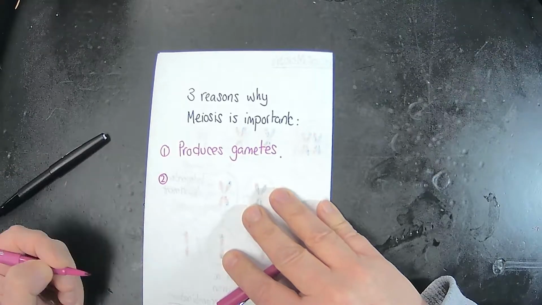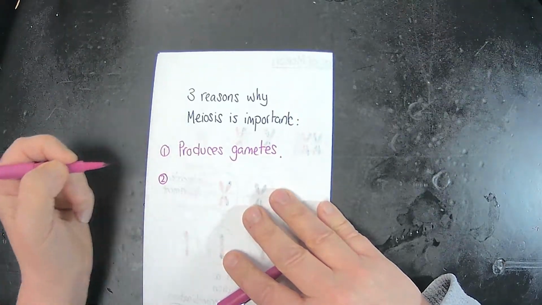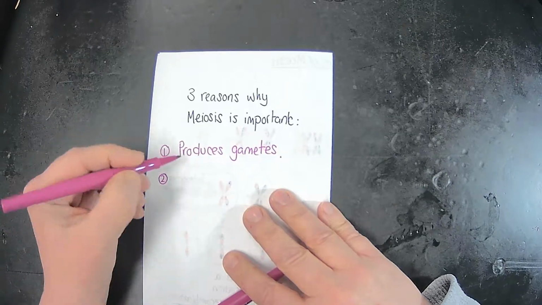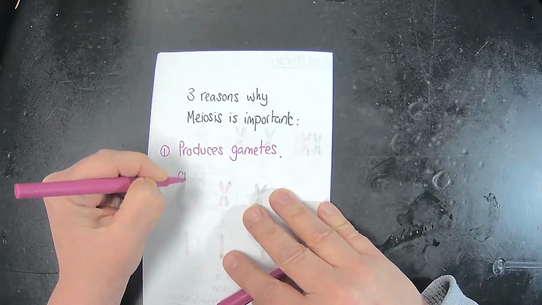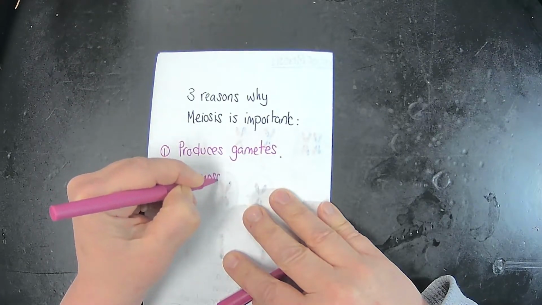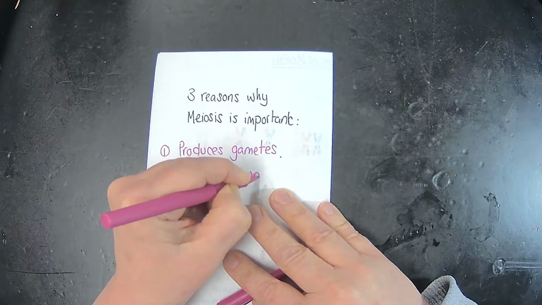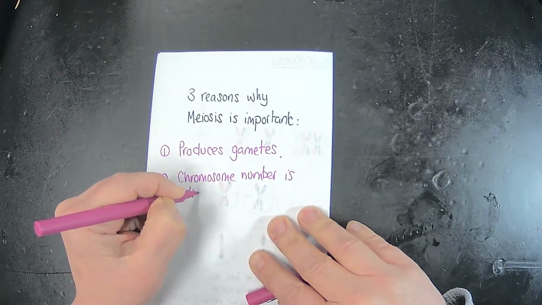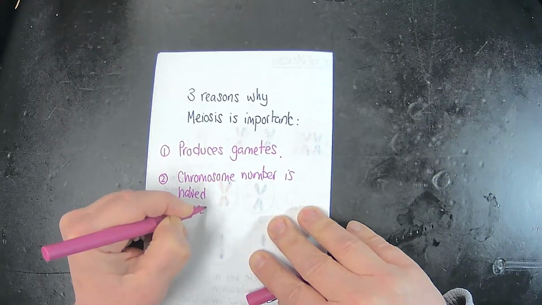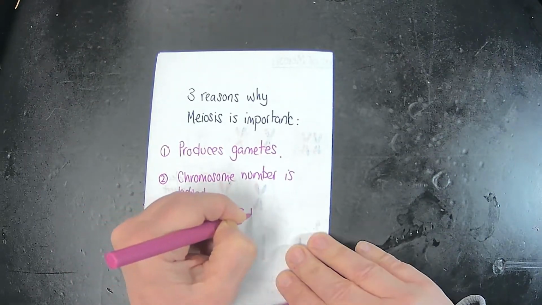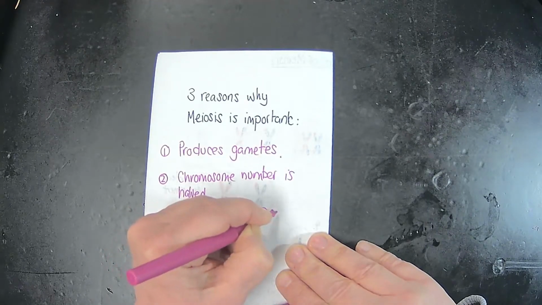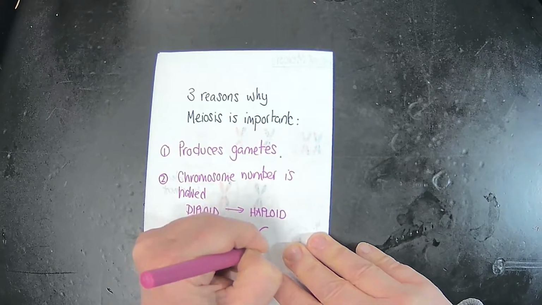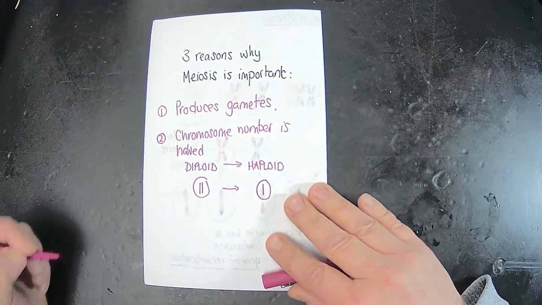The second reason, it's called a reduction division, because not only do we end up with 4 gametes for every cell that produces them, but the number of chromosomes is reduced. So the chromosome number is halved. We go from cells having chromosomes in pairs, being diploid, to cells having chromosomes in singles, being haploid. So we go from a pair of chromosomes to chromosomes which are in singles. That's another really important reason why meiosis is important.